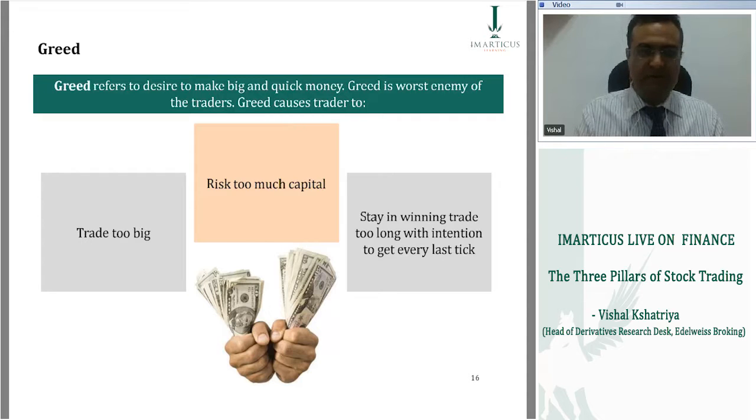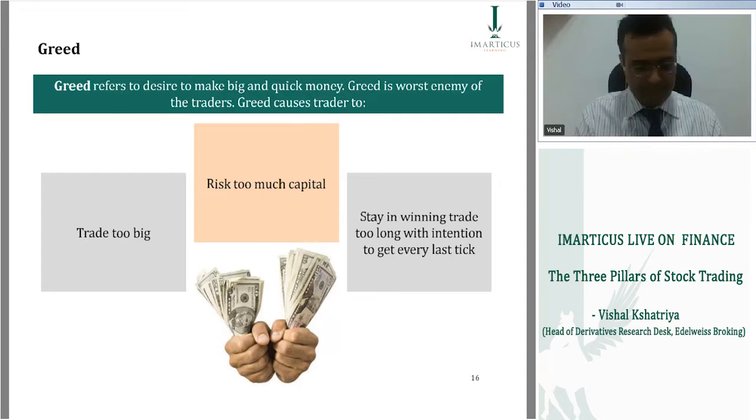Also, the second part: risking too much of the capital. What I was saying, you put all your bank account balance in one particular stock. Out of 100 rupees you have in a bank account, some money you need for your survival. You can't bet everything on one stock. That's greed, that you want everything and you want to double your money in a very short time. Another is staying in a winning trade too long.